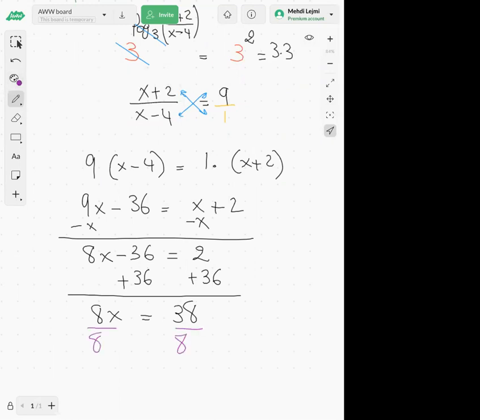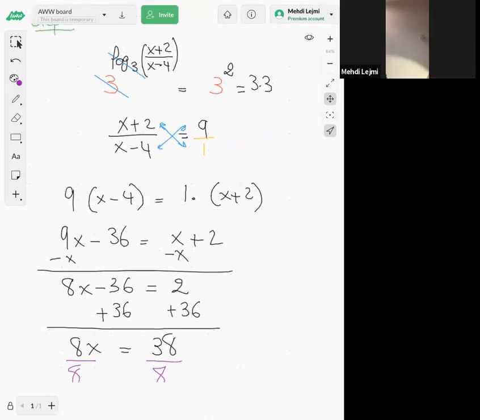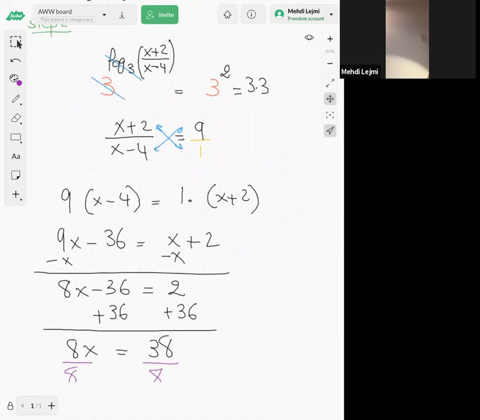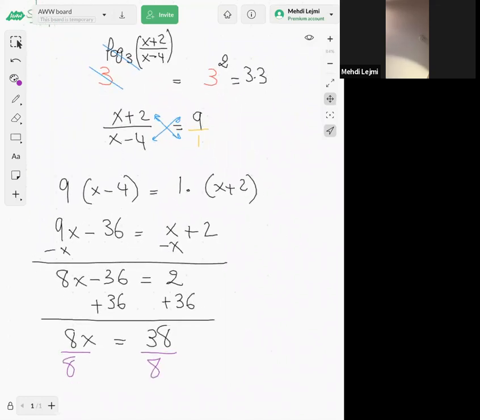So that's x. Oh yeah, okay, Crystal. Yeah, it's 3 squared. So you have to apply the exponential for both sides, not just for the left side.